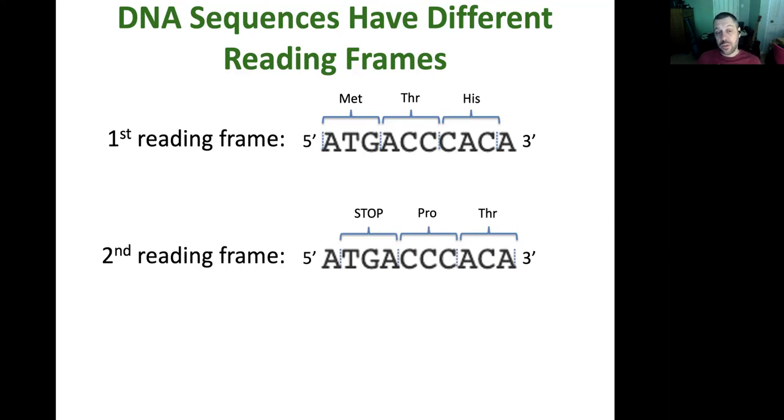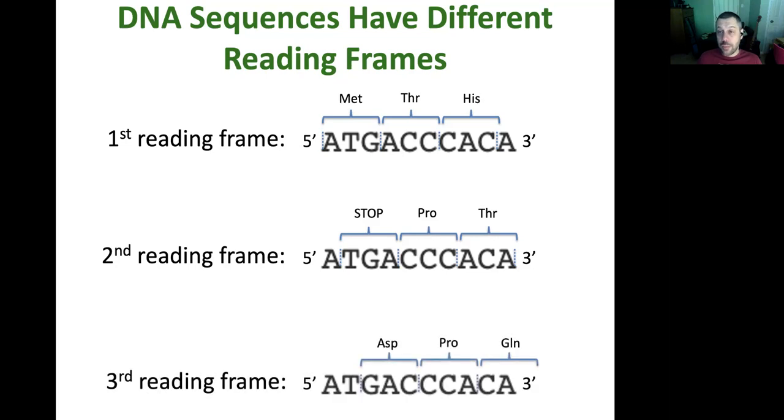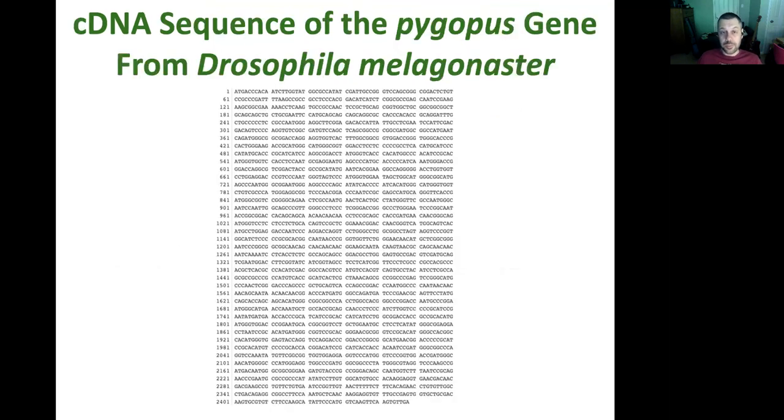And what you can see here is if we start at the second base using the second reading frame, now the amino acids are different, right? We have a stop codon, actually, as the very first codon, TGA, and then a codon that encodes for proline, and then threonine. And if we move to the third reading frame, starting at the third base, again, we now have 3 different amino acids encoded for. So what most translation programs will do is give you all 3 of those reading frames so you can see which one might be correct if you don't already know the answer to that.